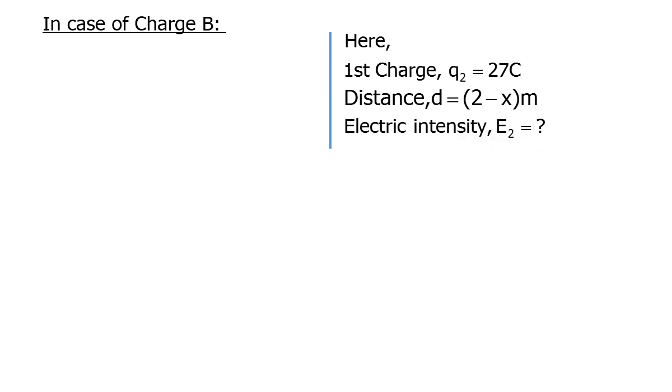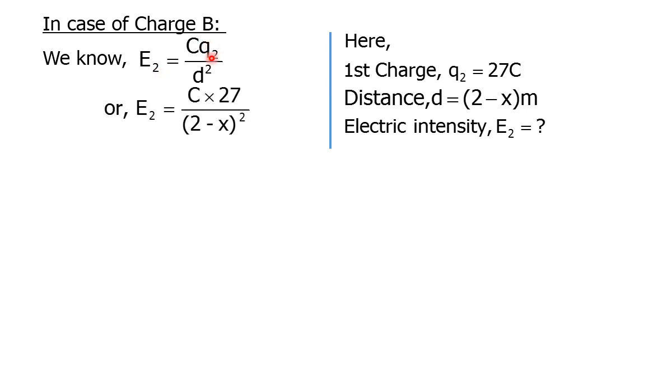is E2, and we can apply the formula again, E2 equal to kQ2 by d square. If we put the value of Q2 and d, then we can write E2 equal to k into 27 divided by 2 minus x whole square. According to the question, the electric intensity will be 0 when the electric intensity for the first charge A and the second charge B will be equal. So we can write E1 equals E2, as the electric intensity will be 0.